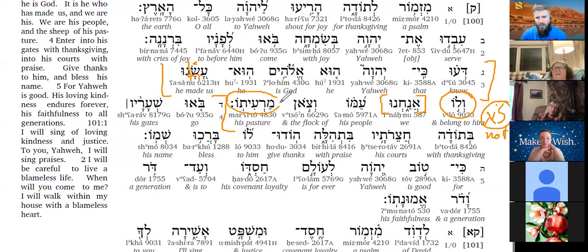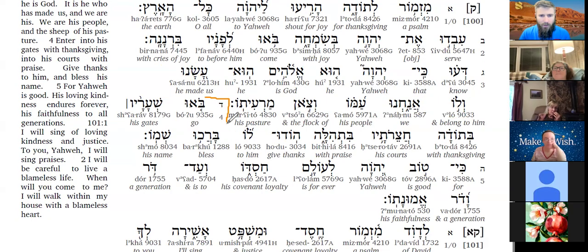What's the root of mar'ito? Resh, ayin, yod. Ra'ah with an ayin, having to do with shepherding, pasturing, shepherd. Very good. Resh ayin yod, we get to see all three root letters, even though the yod is turned into a vowel. And all right, verse 4.